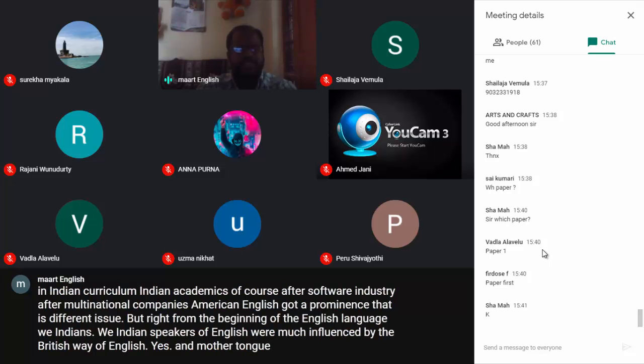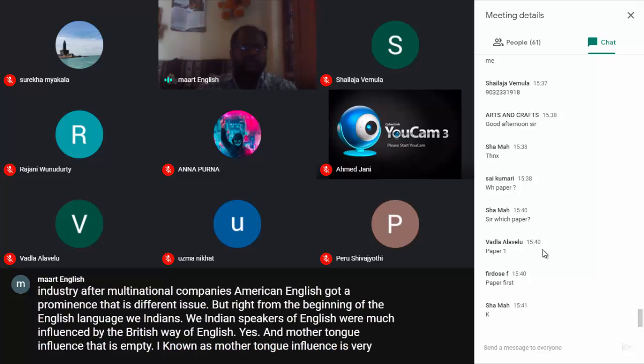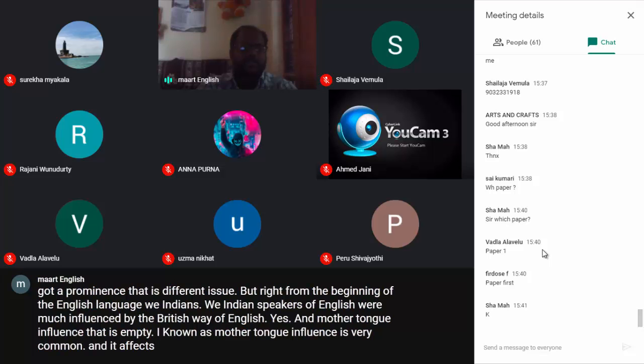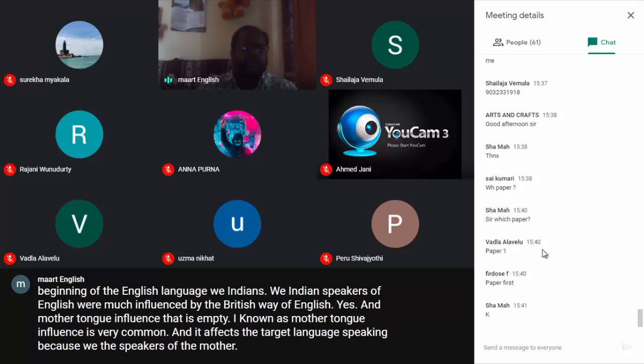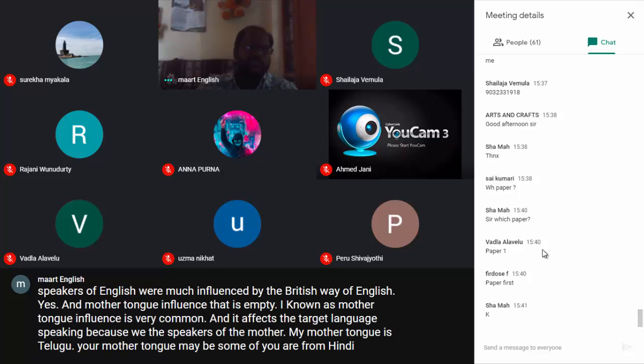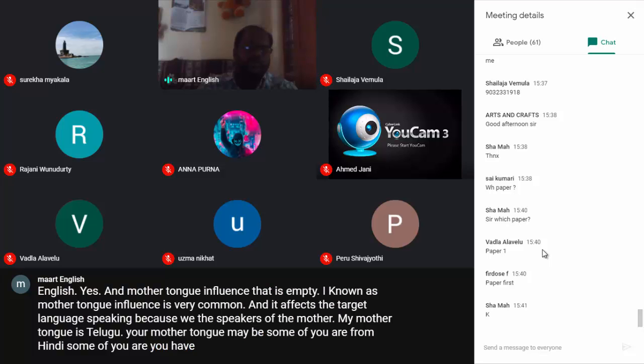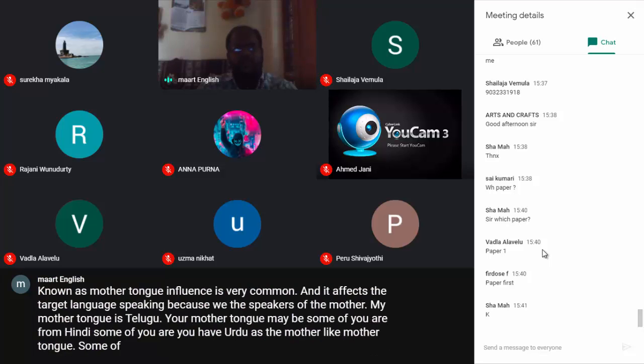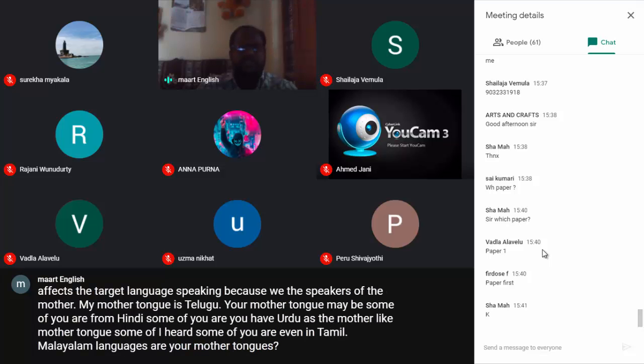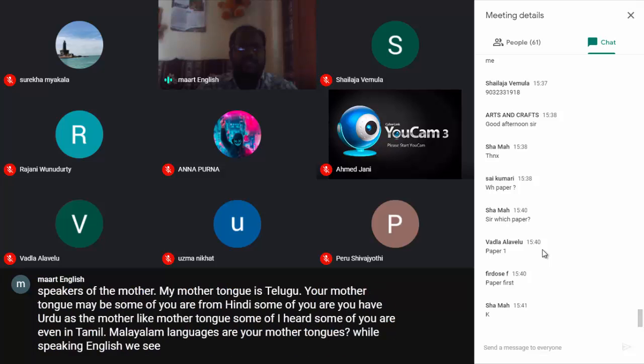And mother tongue influence, known as MTI, is very common, and it affects target language speaking. My mother tongue is Telugu. Your mother tongue may be Hindi, some of you have Urdu as the mother tongue, and I heard some of you are Tamil, Malayalam. While speaking English, we see the influence of the mother tongue on our English.